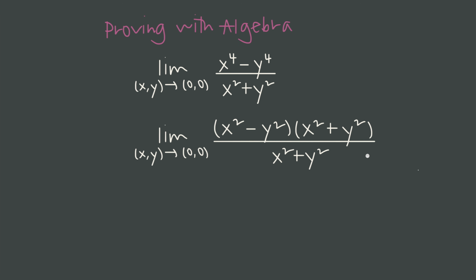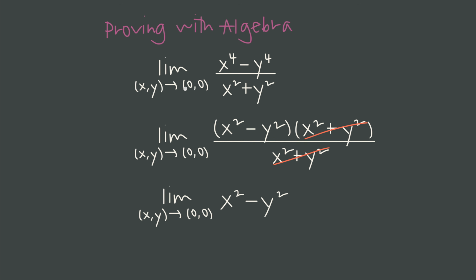So what we do here with this problem is we factor the numerator. We see that it's the difference of squares. And once we factor, we notice that we have this common factor of x squared plus y squared in our numerator and denominator, which means we can cancel it. And this function simplifies to just x squared minus y squared.